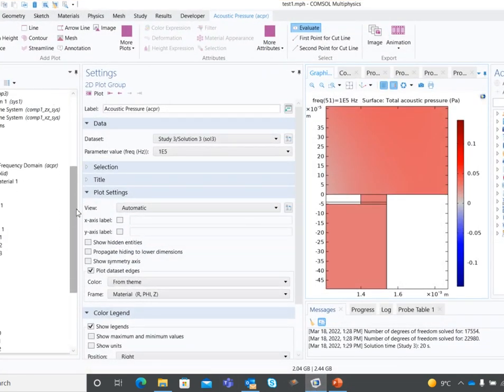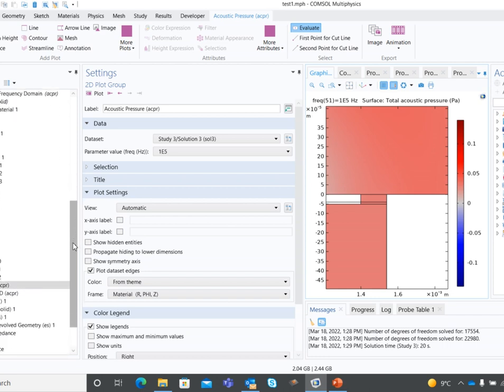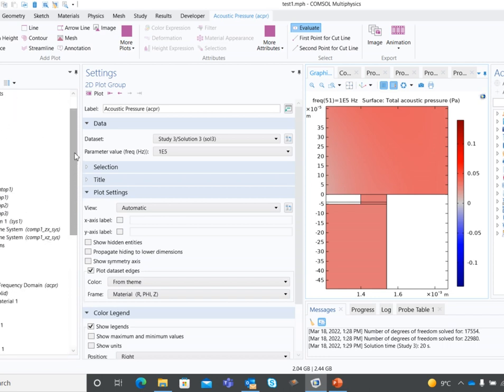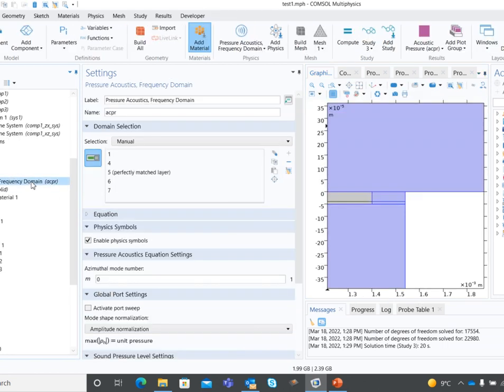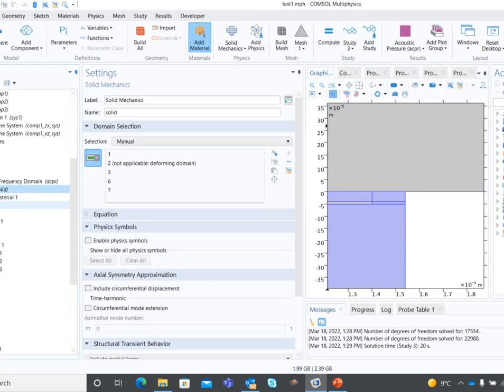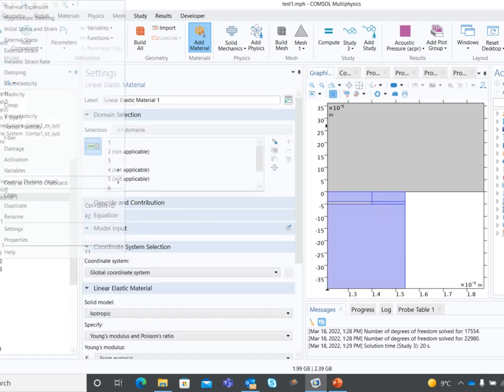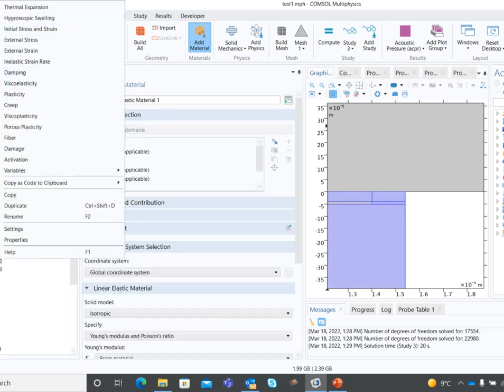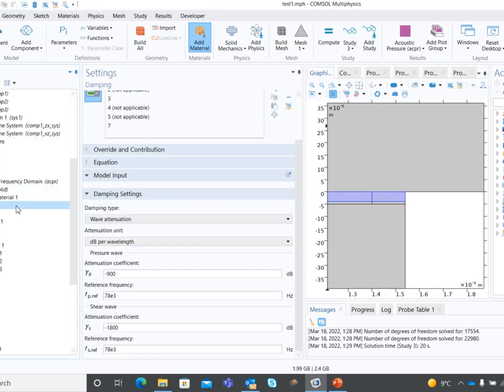If you can see my screen, you have multiple physics over here. You have, for example, the pressure domain, you have solids, and in the linear elastic material, if you right click on it, you can add dampings. Those dampings come into both the domains. So you have silicon that is bonded, and then you have glass at the backing, and you can see that I have different pressure wave and shear wave attenuation at reference frequencies of resonance. So this is different for glass than what you have for silicon.